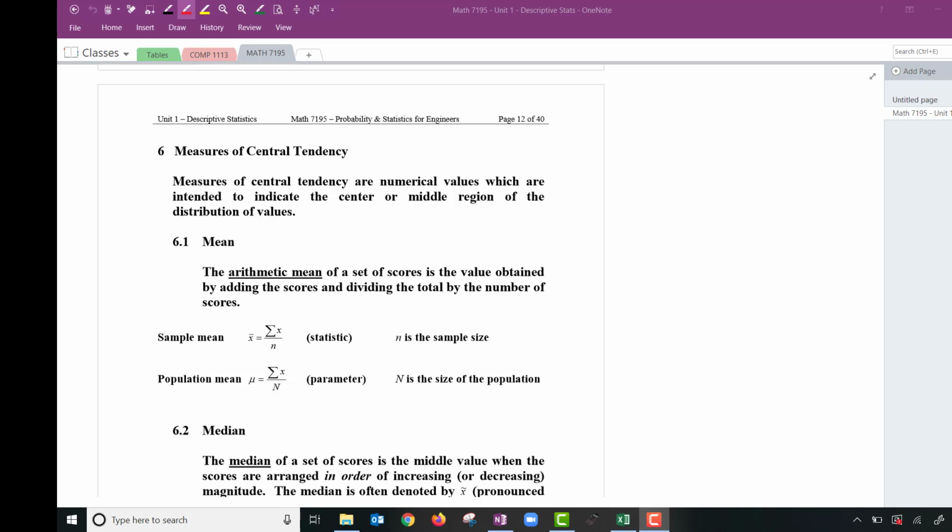Measures of central tendency are probably things that you've all seen before. We're just measuring the approximate middle of our data. You've all heard of the mean, median, and likely the mode as well. But for completeness, we need to cover these topics.